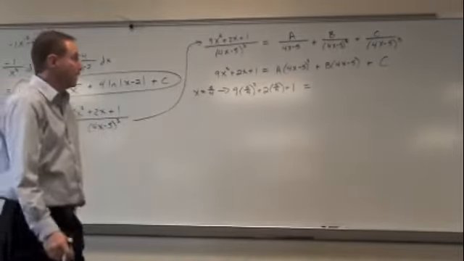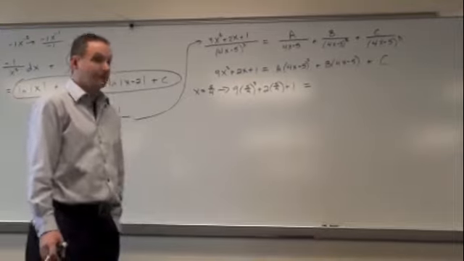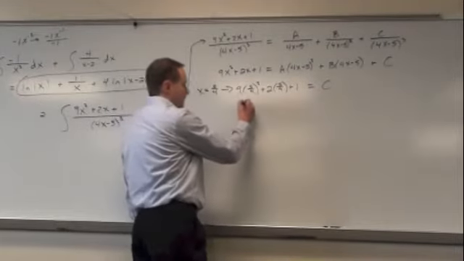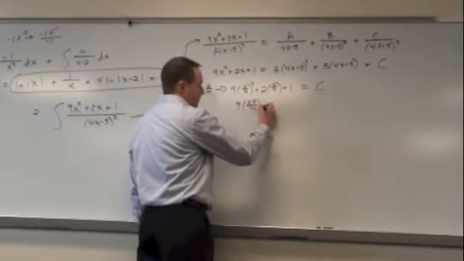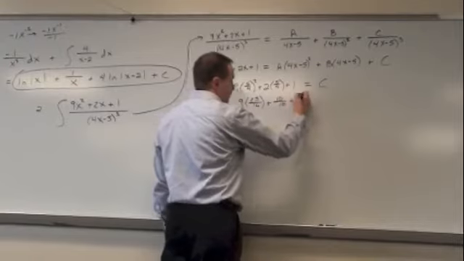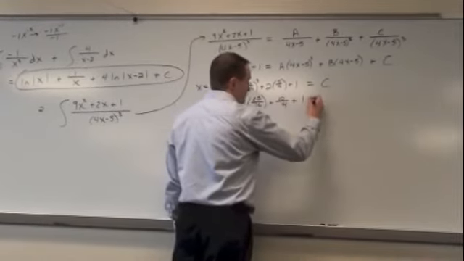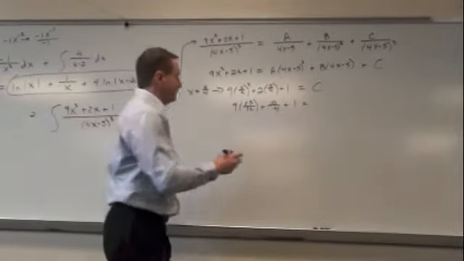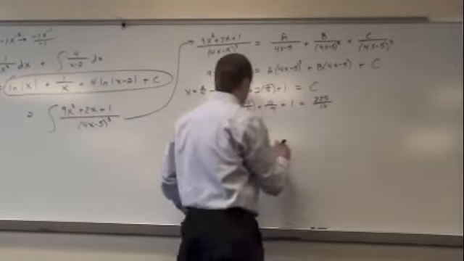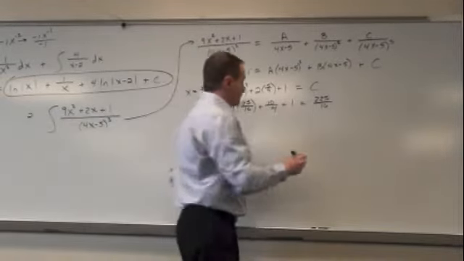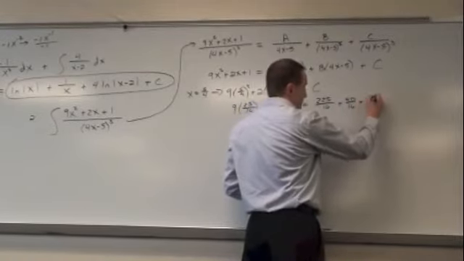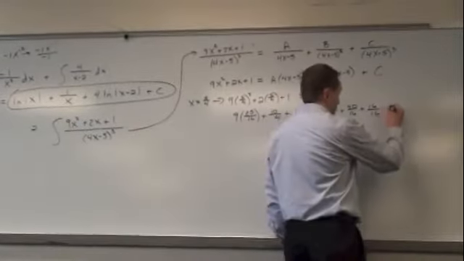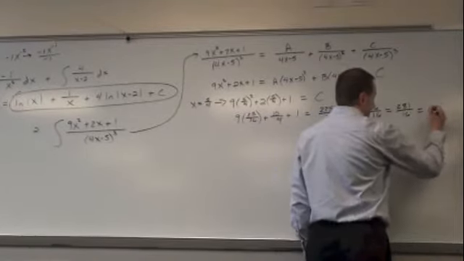That has to equal... The only thing I have on the right-hand side is C, because everything else will cancel out. So this will give me 9 times 25 over 16 plus 10 over 4 plus 1. So that's going to give me 9 times 25, 225 over 16. Then I'd need to multiply the 10 over 4 by 4 to get 40 over 16, plus 16 over 16. It's going to give me 265 plus 16, 281 over 16. That's C.